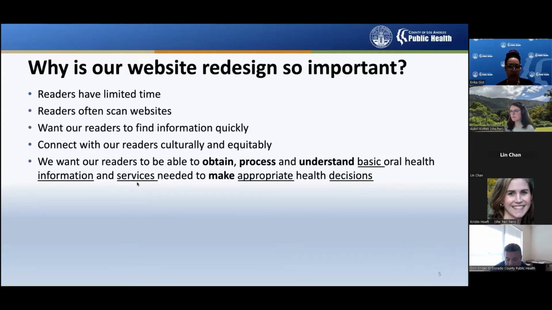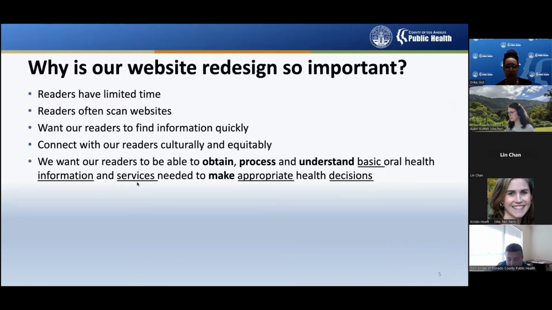So why is our website redesign so important? Because readability is important. Most website visitors want to be able to find the information they're looking for as quickly as possible due to limited time. And readable content affords them the opportunity to do just that.